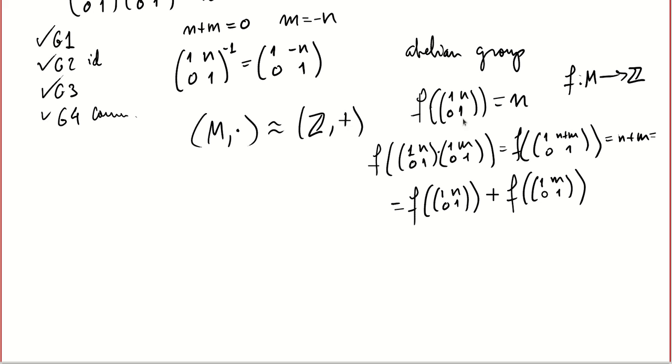And actually this is a bijection, because given n, you can recover easily the matrix it comes from, and different matrices have different images. So this is a bijection which respects the product. So it's an isomorphism. So these two groups are isomorphic.